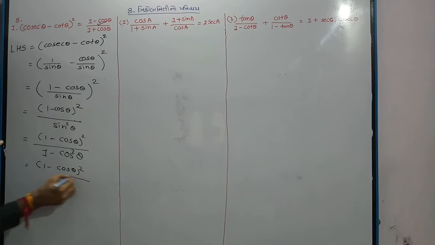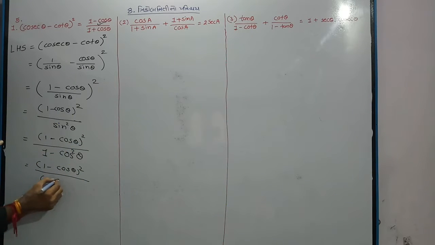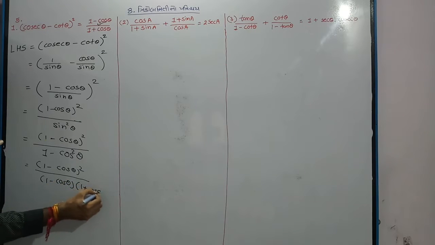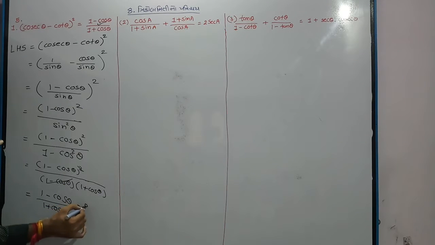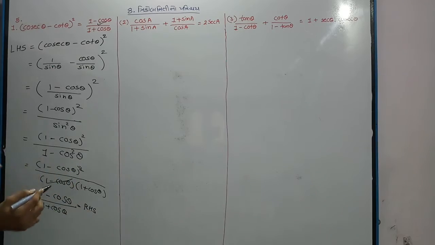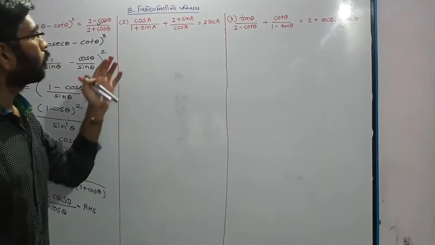The denominator is a square minus b square, so 1 minus cos θ and 1 plus cos θ. The 1 minus cos θ cancels one time, so the numerator is 1 minus cos θ and the denominator is 1 plus cos θ, and it is the right hand side, so we proved. Next, let's see.